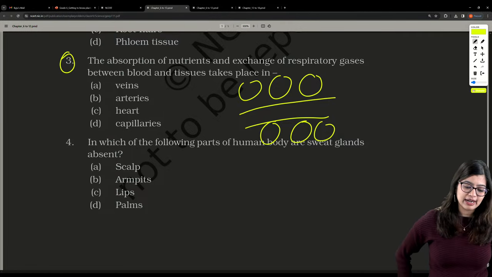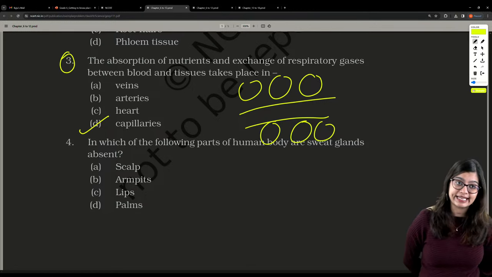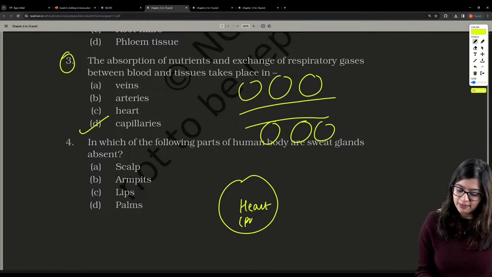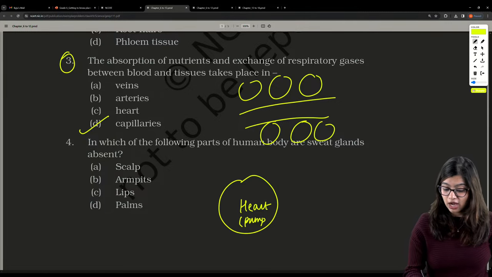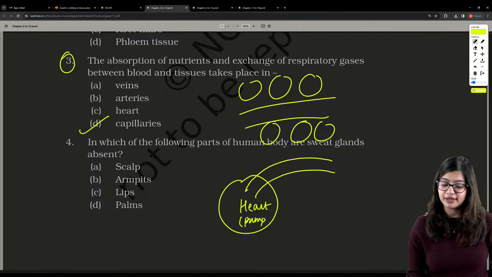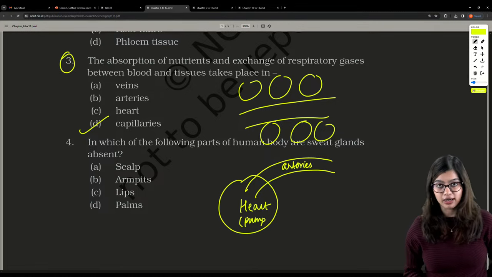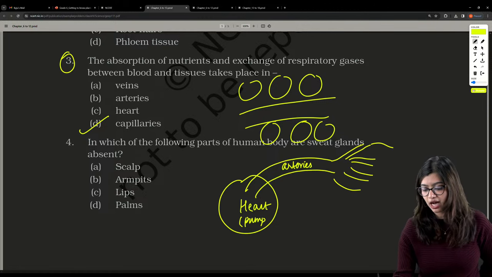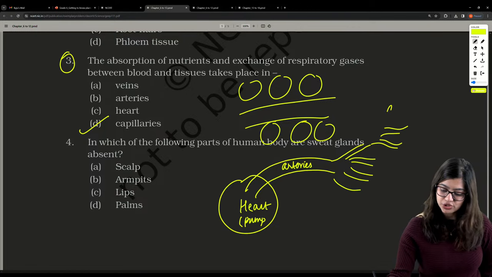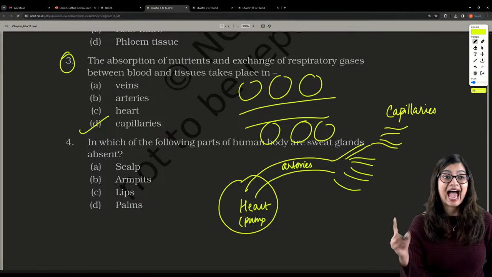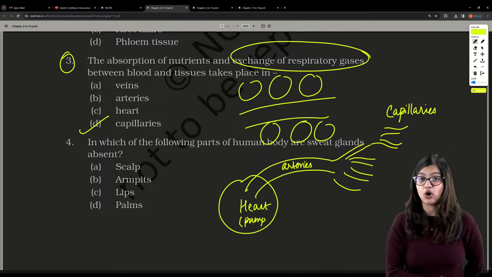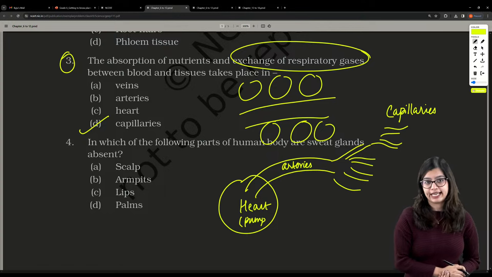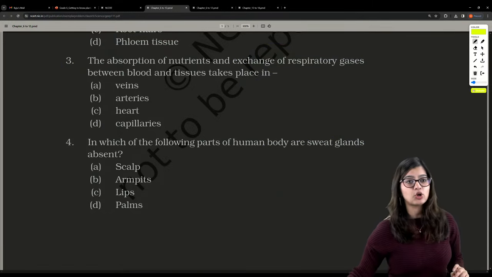Okay, so with this, everybody, the correct answer is option D, capillaries. What is the job of the heart? The heart is a pump, right? So the heart is a pump that is responsible for pumping the blood. Now we know that there are blood vessels which transport the blood away from the heart, which are called arteries. Now the arteries, as they reach closer and closer to cells and tissue, will branch out and eventually form thin wall structures called capillaries. And at the capillaries, we see that exchange of carbon dioxide and oxygen, absorption of nutrients, all of this takes place, right? Which is why the correct answer is option D.